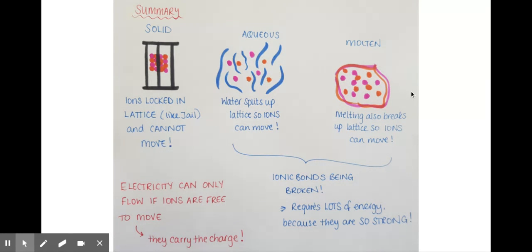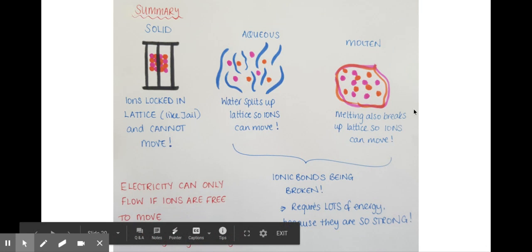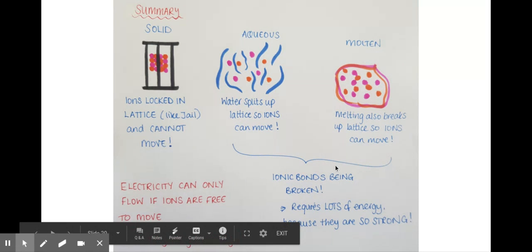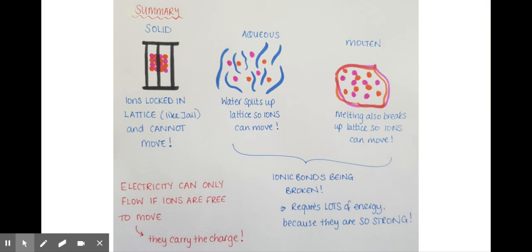When it's molten, it's the same kind of story. When you get the temperature really up high and you melt an ionic lattice, the ionic bonds break, so the ions again are free to move. And that is the key piece of information we're learning here. In aqueous and molten situations, the ions are free to move, so they are free to carry the charge of electricity. When they are solid, however, they are locked and can't move.